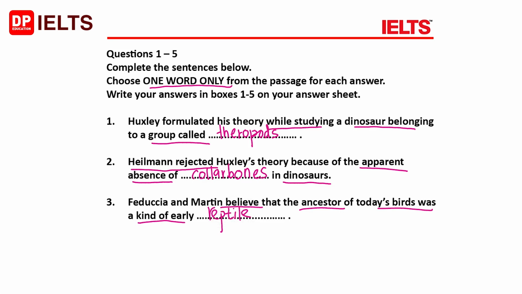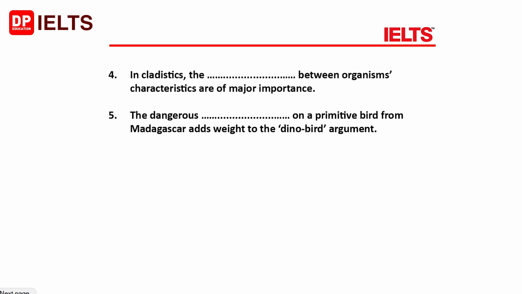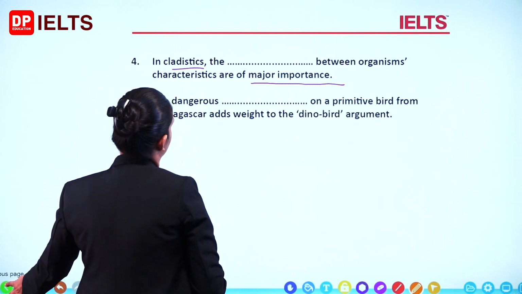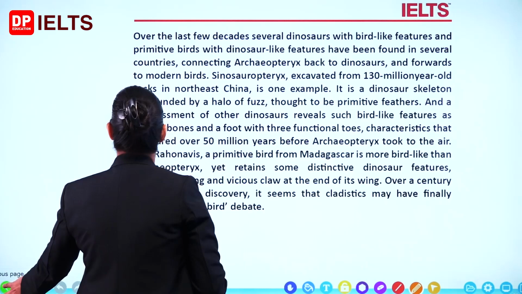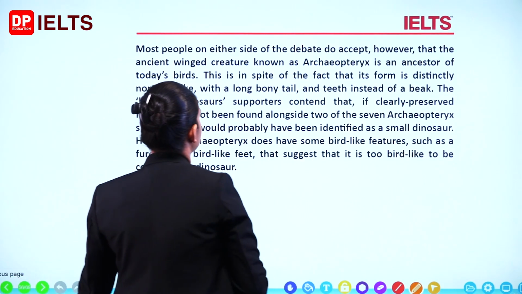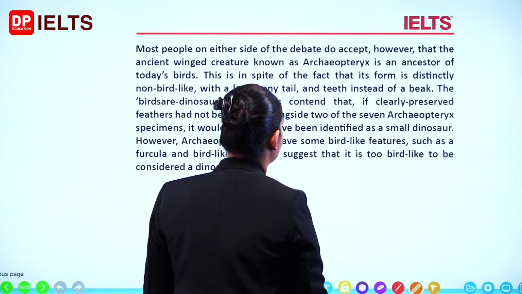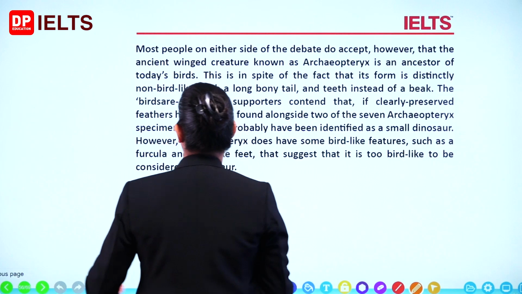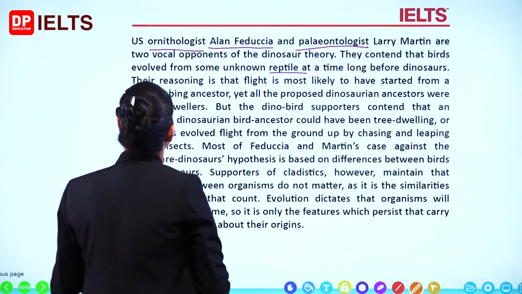Okay, next one. In cladistics, the blank between organisms' characteristics are of major importance. So let's go and see in cladistics, right? What is it? So cladistics. We'll have to go and see that word. Cladistics.